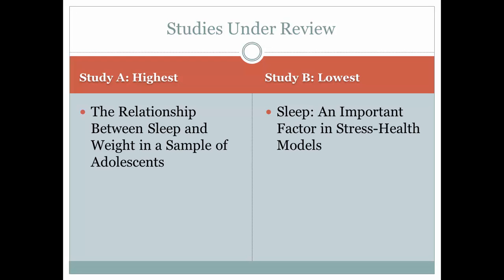The first study, we'll call it Study A, was the one I thought was higher quality. It was the relationship between sleep and weight in a sample of adolescents. The second one, Study B, considered lower quality in comparison, was sleep an important factor in stress health models.